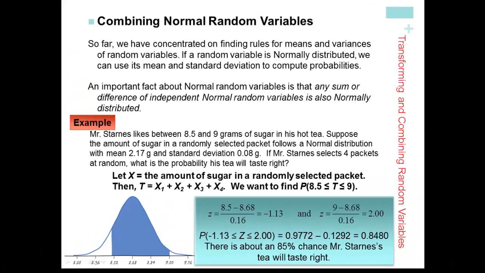If I use the z-table in the back of the book, for a z-score of negative 1.13, my p-value is 0.9772, and for a z-score of 2, it's 0.1292. So if I subtract 0.9772 minus 0.1292, I end up with 0.8480. That means there is about an 85% chance that Mr. Starnes' tea will taste right.